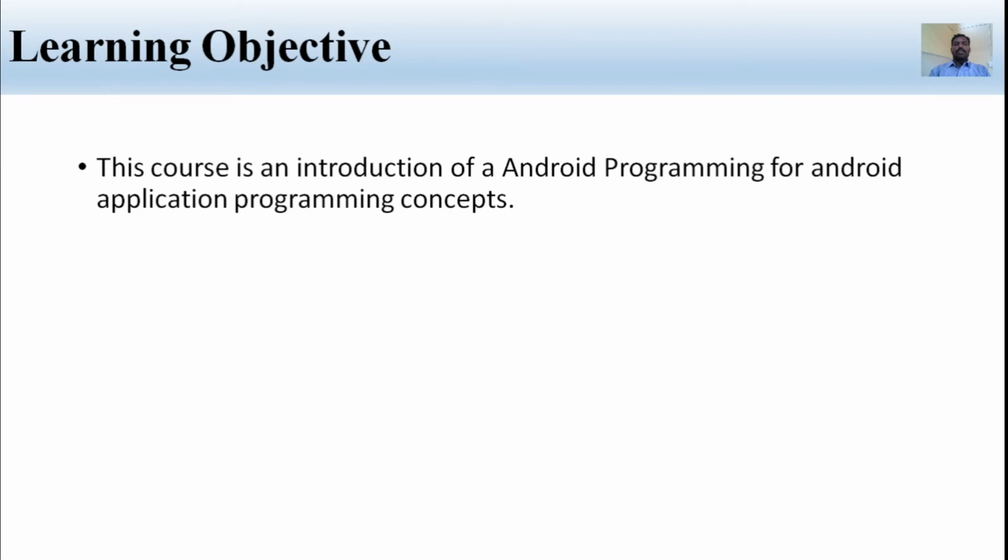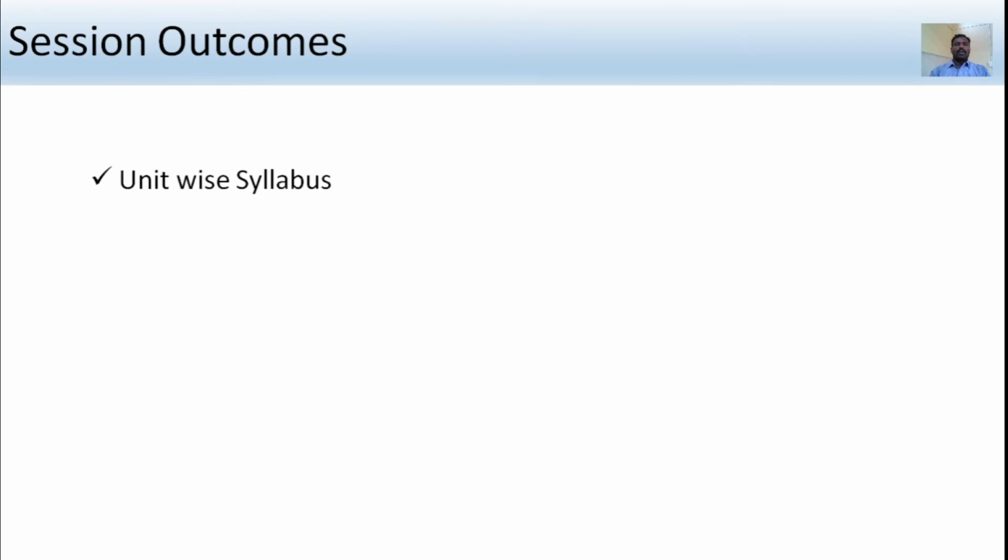So, what is the main objective of this subject? We have to study the concept of Android programming applications. This is one of the objectives of the Android programming subject. In this session, we discuss the unit-wise syllabus, an overview of the syllabus, and the scheme of evaluation.